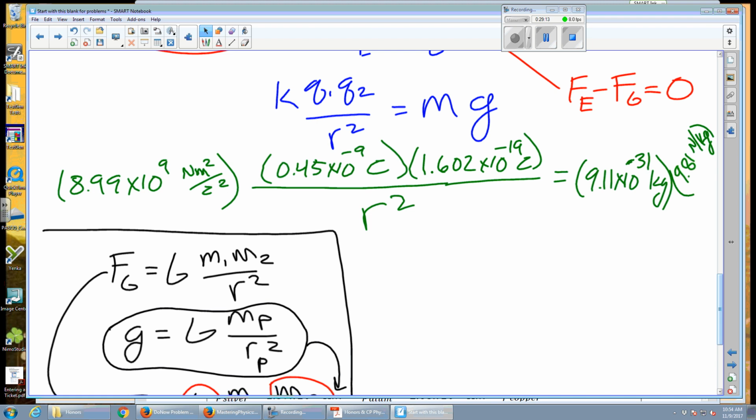Find R. Got it, got it right. We do have an exit ticket, so I think if you guys can do that exit ticket, that would be great.